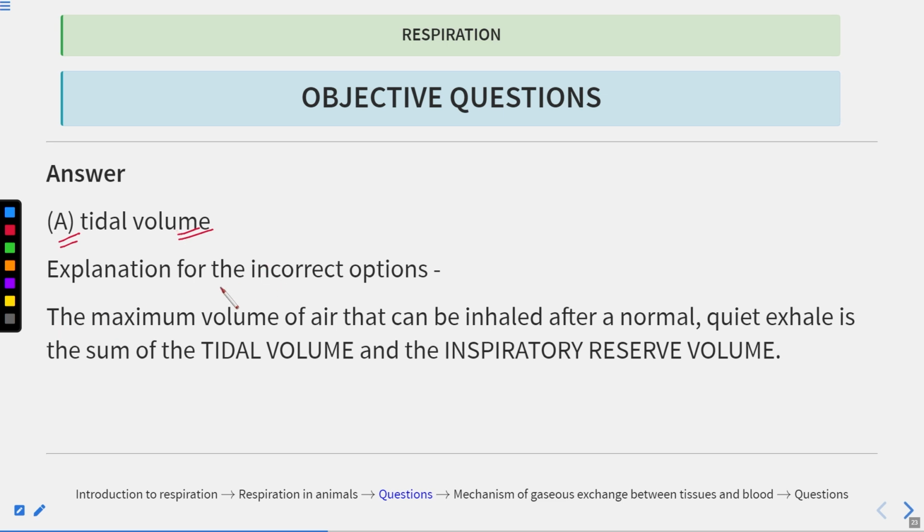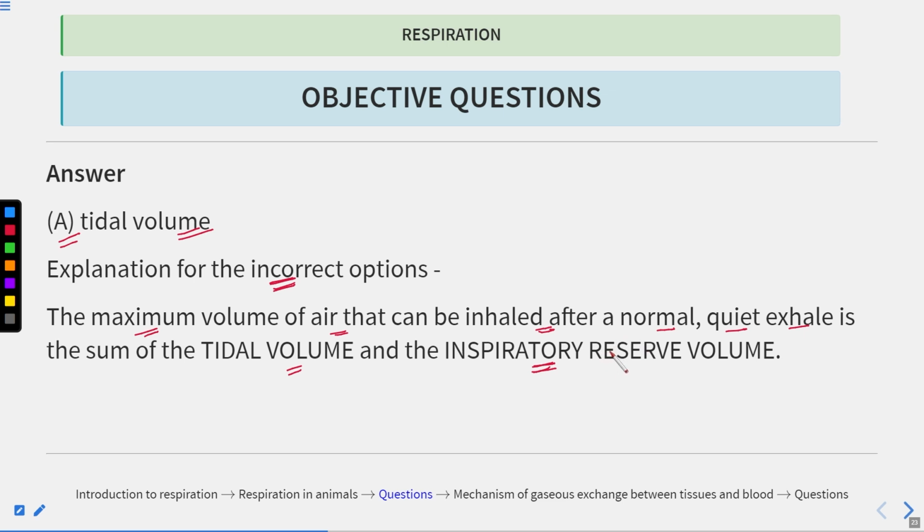Now the explanation for the incorrect options, why the other options are incorrect. Let's first look at the inspiratory reserve volume, or IRV. The maximum volume of air that can be inhaled after a normal quiet exhale is the sum total of the tidal volume and the inspiratory reserve volume. This is known as the inspiratory reserve.